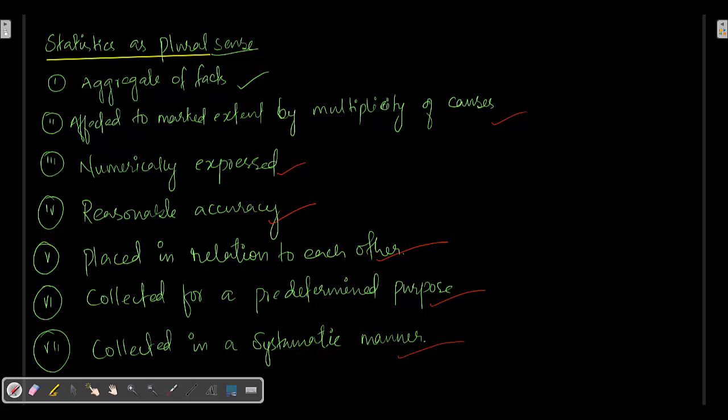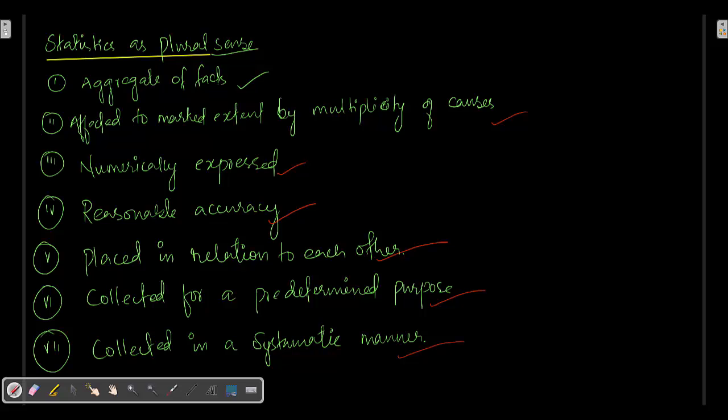Statistics does not deal with isolated numbers. You cannot come up with a single number. With a single number you cannot form statistics. It has to be a collection of numbers. So that is why we say it is an aggregate of facts.